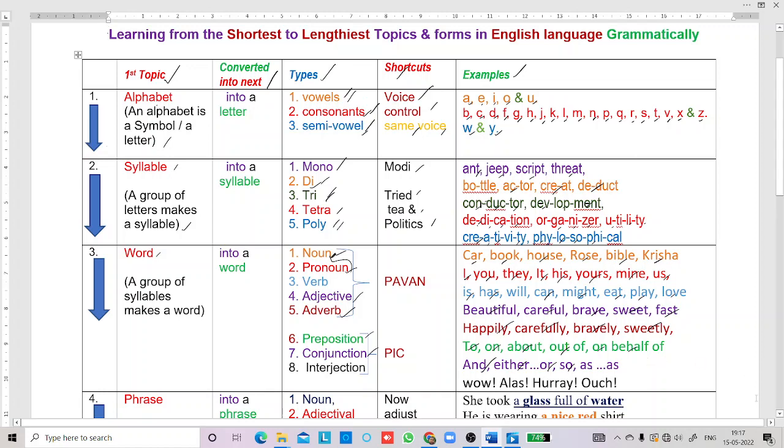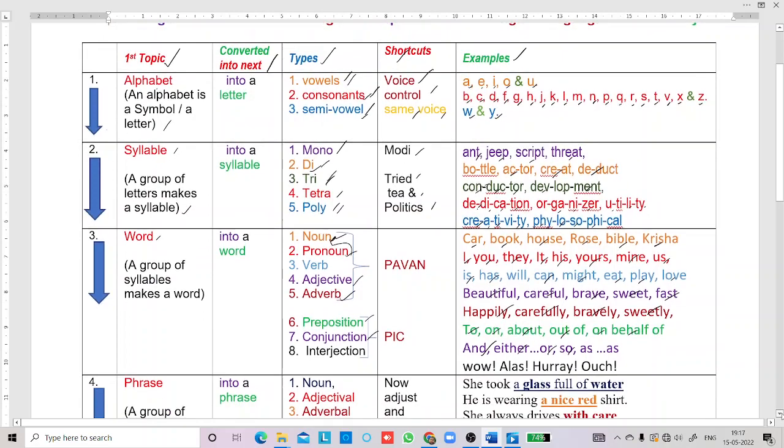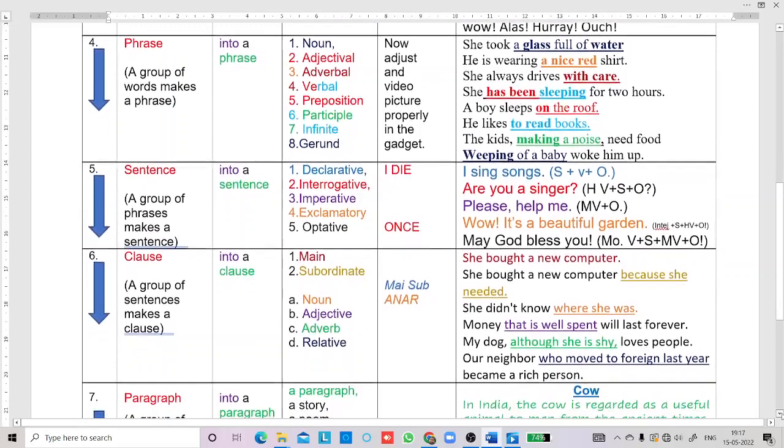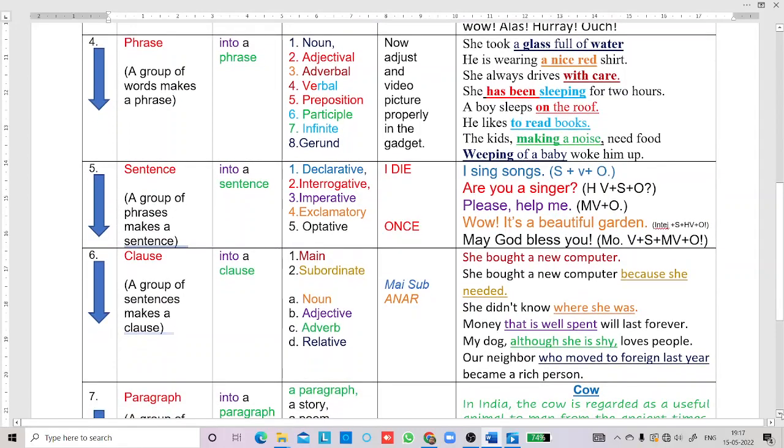Our next topic will be phrase. Now what is a phrase? A group of words makes a phrase. As I told you, alphabets or symbols can be converted into letters, letters can be converted into syllables, syllables can be converted into a word, and words can be converted into a phrase. Here, a group of words makes a phrase.